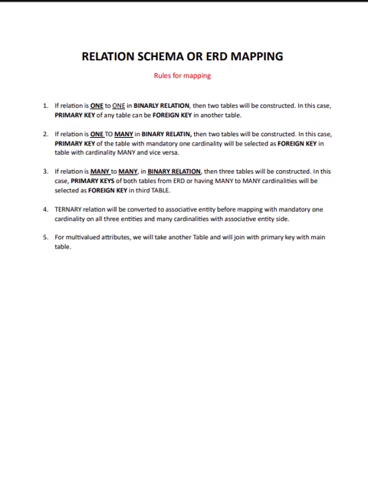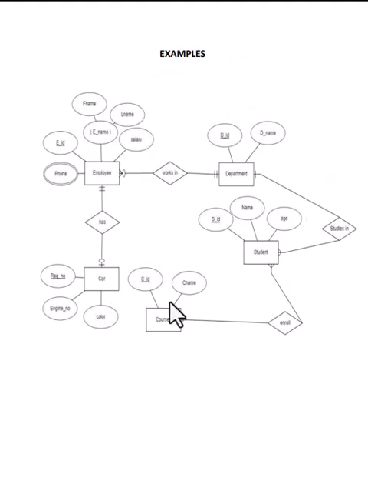Let's solve some examples. This is the example. Here we have 5 entities: employee and car. There is a one-to-one relation. So this is rule 1. Here there is a one-to-many relation in department and employee entities, and a one-to-many relation in department and student entity, and student and courses entities are related with many-to-many cardinality. So here 3 rules are covered: one-to-one, one-to-many, and many-to-many.